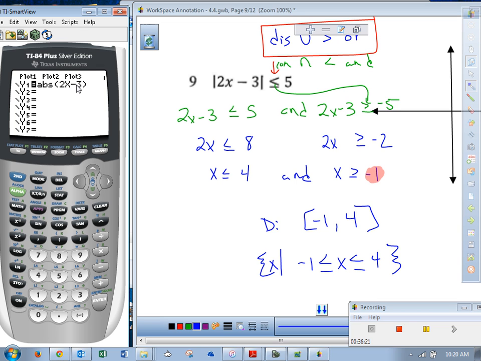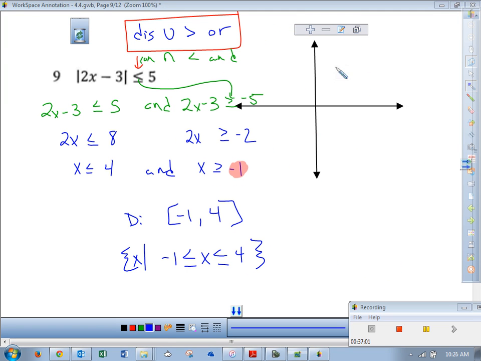Some of your calculators put the bars already. Some of them have to be in parentheses. Depends on your calculator. This guy's 5. Graph it, and you'll see that picture. So the absolute value guy looks like this. The y equals 5 looks like this. And that's where they intersected. At -1, 5, and 4, 5.